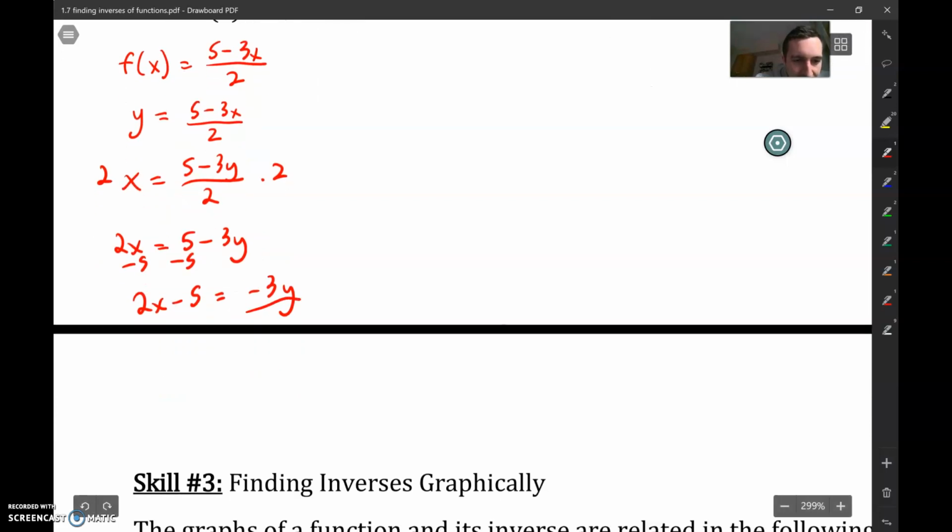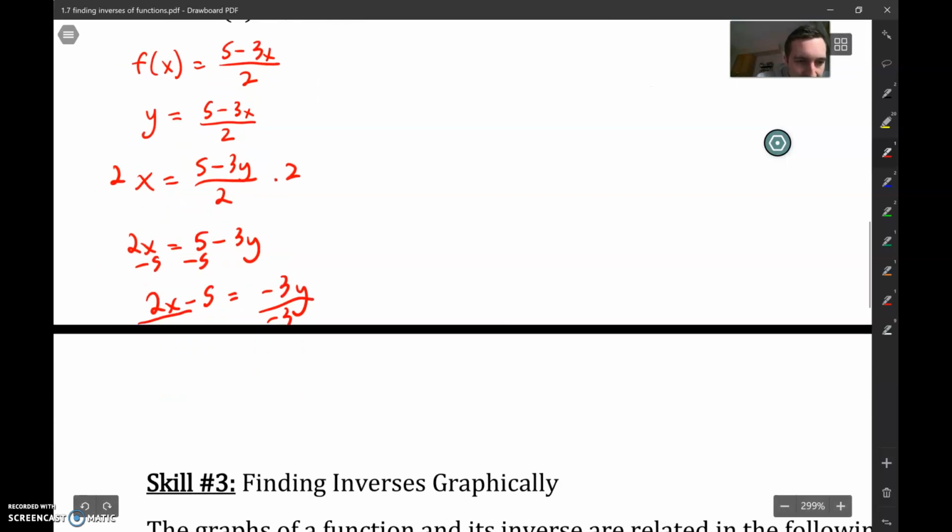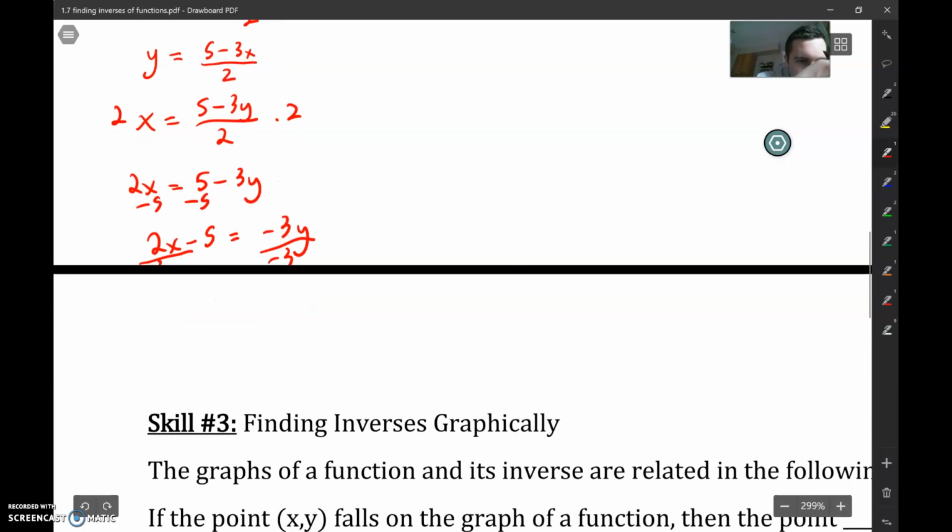And then I have to divide both sides by negative 3. And I'm probably just going to leave this like this.